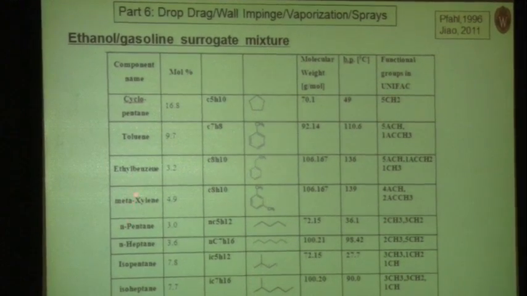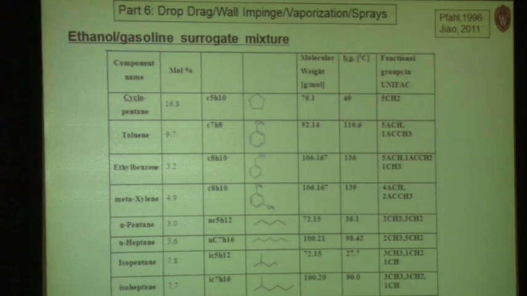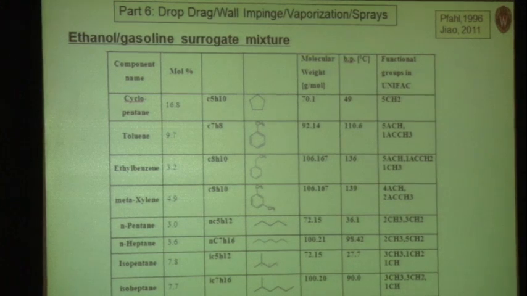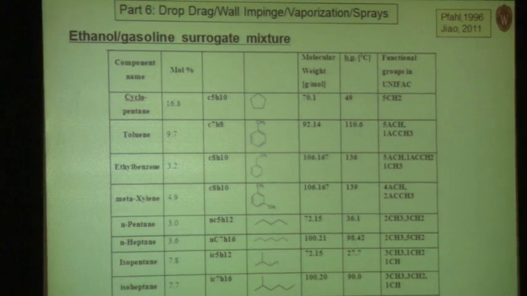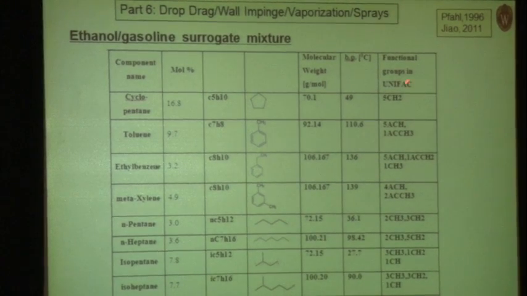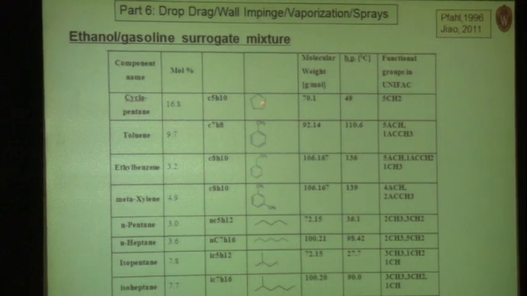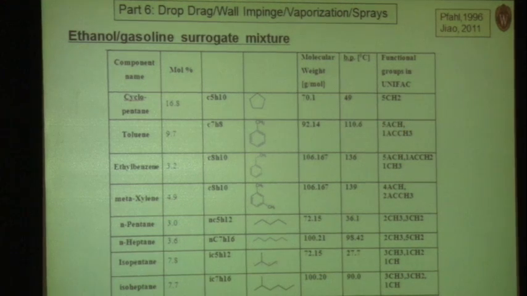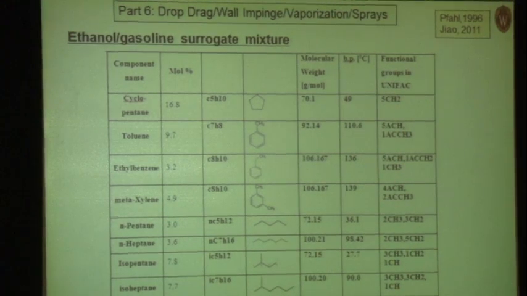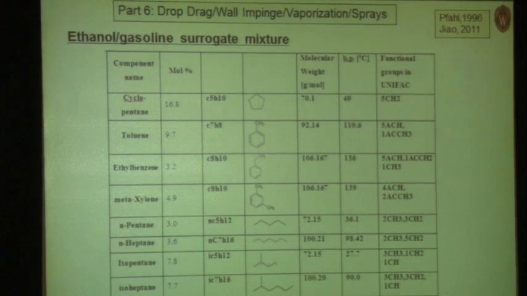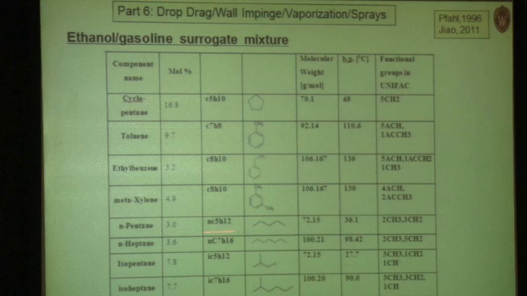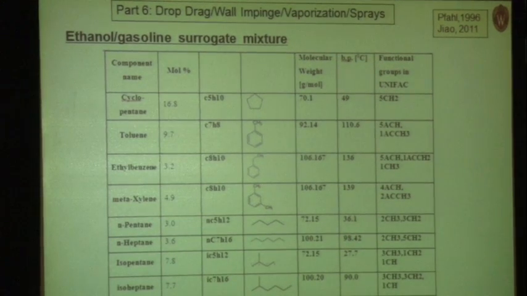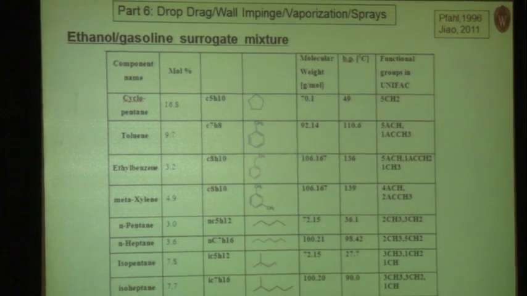Just to give you an example here, we're dealing with cyclopentane, toluene, and ethylbenzene. This is a gasoline surrogate mixture that we've looked at, in a certain mole concentration of each of those species. This is what the molecules look like. If you go into the UNIFAC database, you can identify, using the construction of the molecule itself, what those functional groups would be. And then from those functional groups, determine those activity coefficients for each of the components. So basically, you're multiplying the vapor pressure determined for each of these species, which would be in the absence of all the other species, by a correction factor that accounts for the other species.